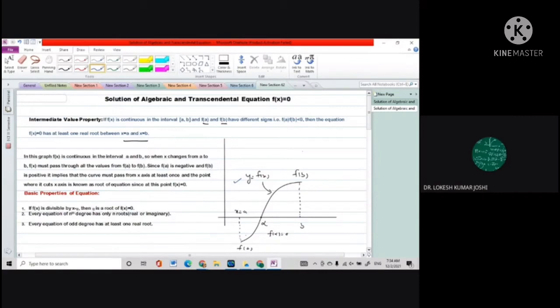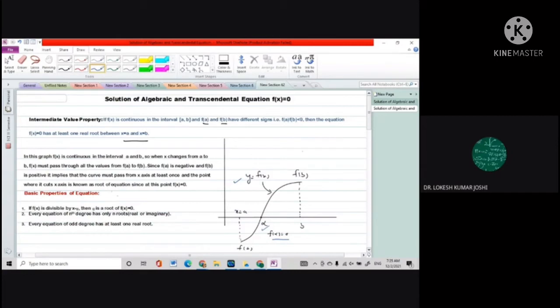You can see what will happen when it is passing from f(a) to f(b). It will cross the x-axis at least once, and the point where the curve y = f(x) is cutting the x-axis is known as a root of the equation, because at x = alpha the functional value y will be 0, and this point alpha is known as a root of the equation. Is this clear?